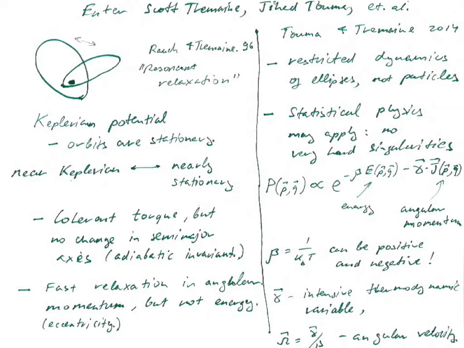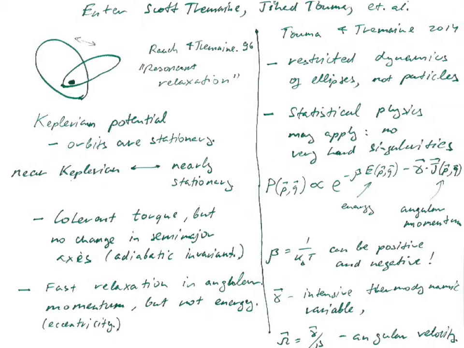Now it turns out that in this restricted dynamics, where instead of considering the dynamics of individual particles, you consider the dynamics of elliptical orbits interacting via secular torques, statistical physics is applicable because there are no hard singularities. In fact, you can write down the distribution, which is written on the right-hand side: the probability distribution is a function of momenta and positions. It's a typical Boltzmann exponential, e to the minus beta E of P and Q. Plus, because angular momentum is conserved in the system, you have to add in the exponential a term which is linear in the angular momenta of the stars: minus the vector gamma dotted with the angular momentum of the individual star.